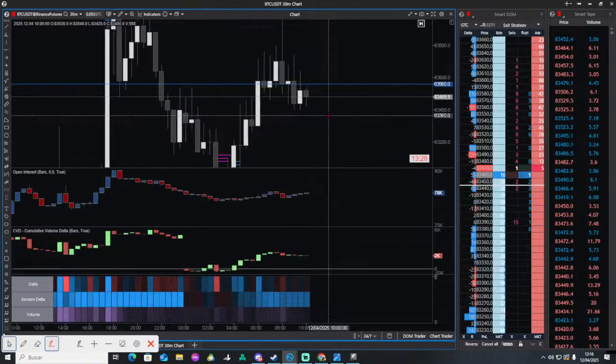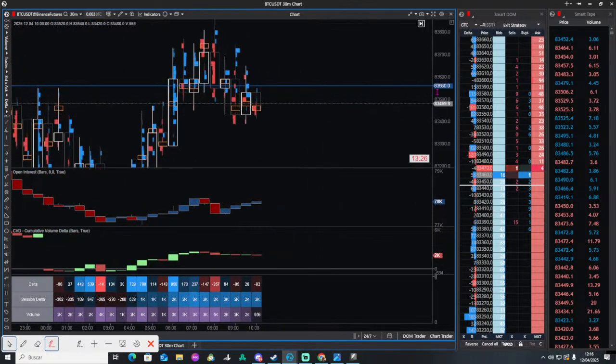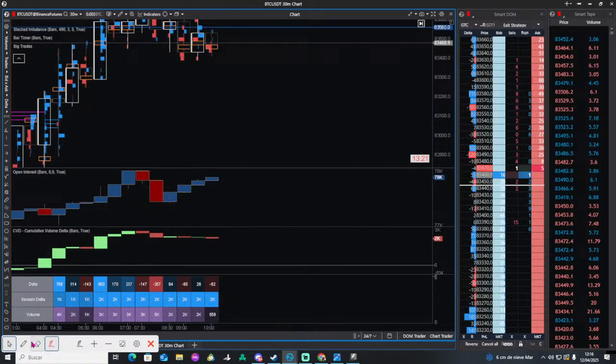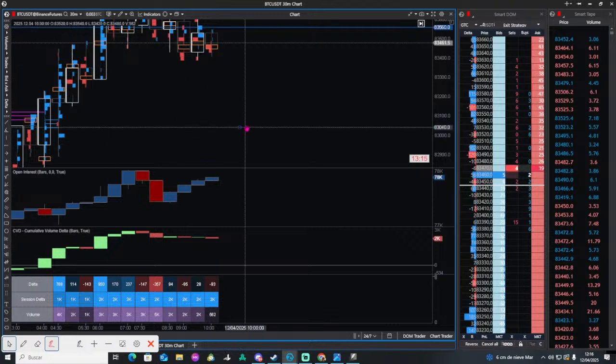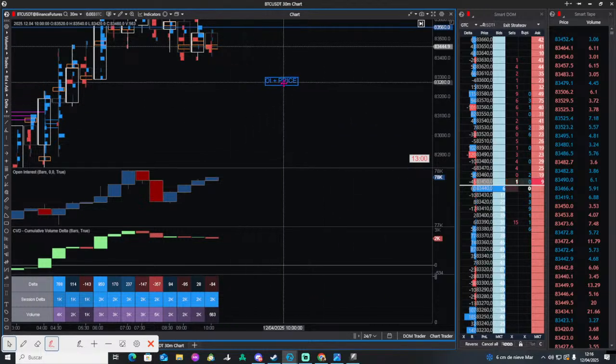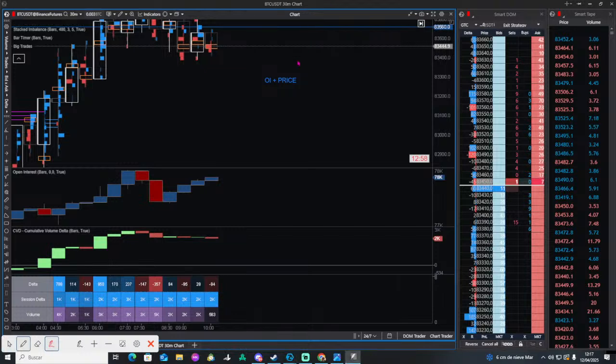So you need to understand that when you see open interest, let me put a text for you guys to explain this. OI plus price, okay? OI up, price up, is bullish.